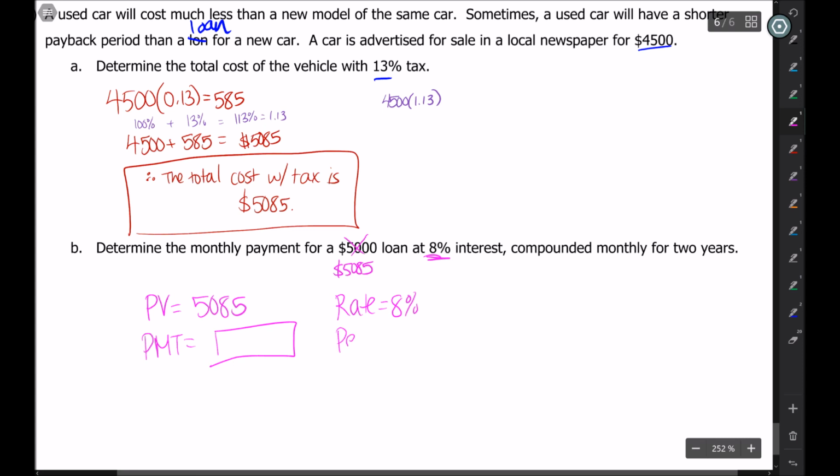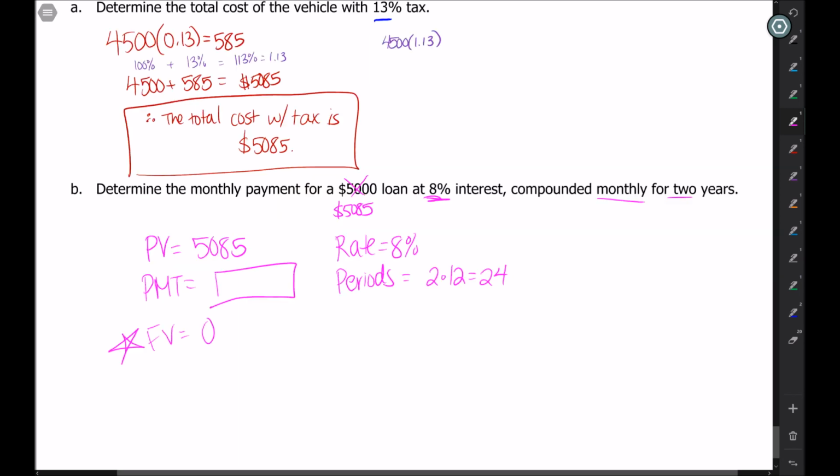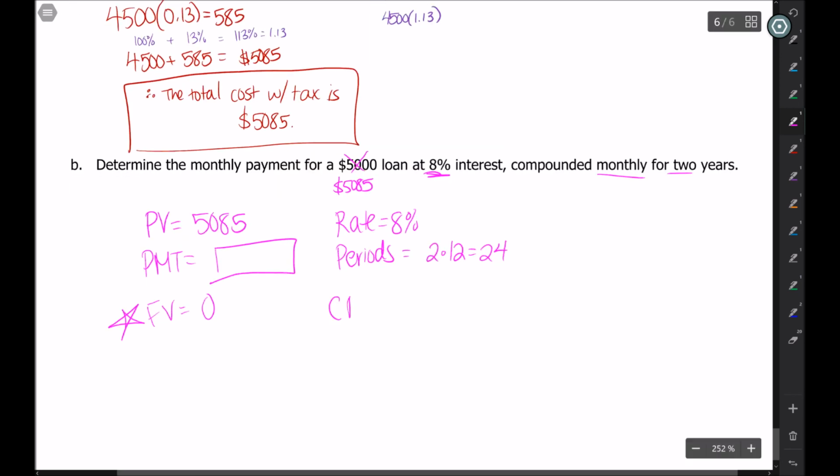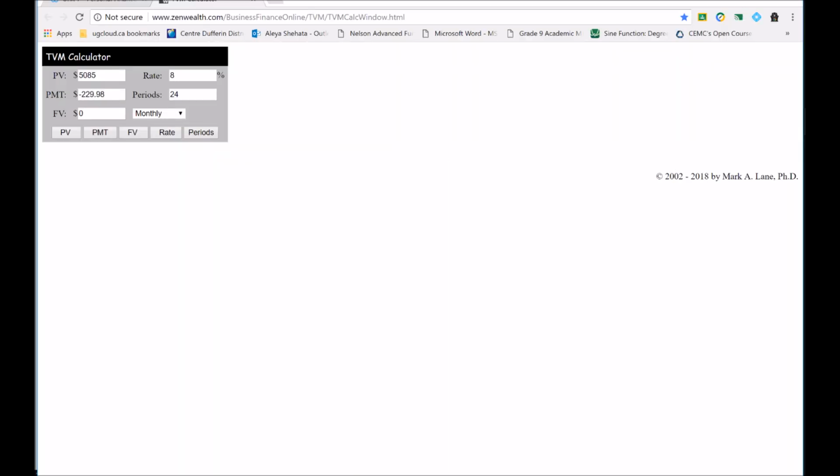Here, the number of periods, we know it's compounded monthly for 2 years, so I'm going to do 2 times 12 and I get 24 periods. Okay? We want our future value to be 0, so please don't forget this, because I think this is an important piece that people may forget. Our goal is to pay off the entire loan. And then the number of compound periods per year is 12 because it's done monthly. So let's go ahead and type in all of that information right here.